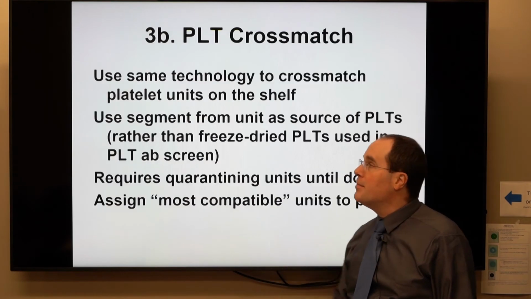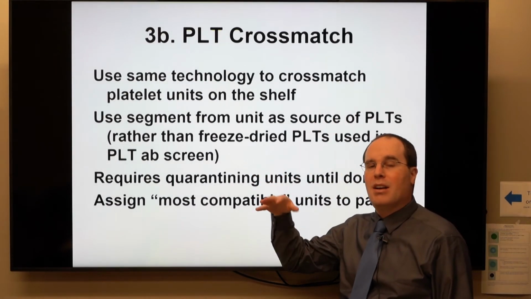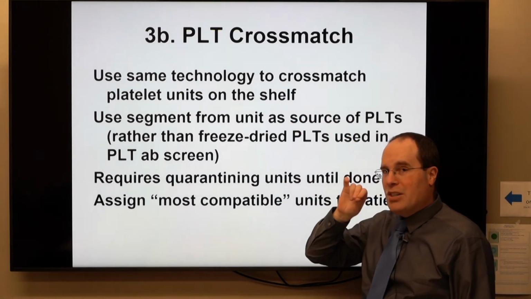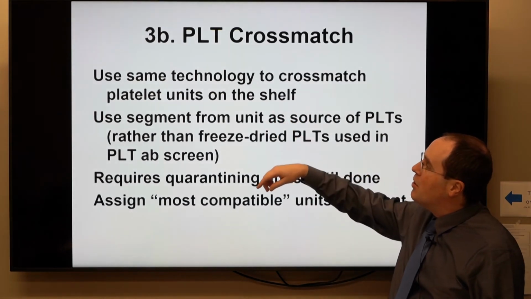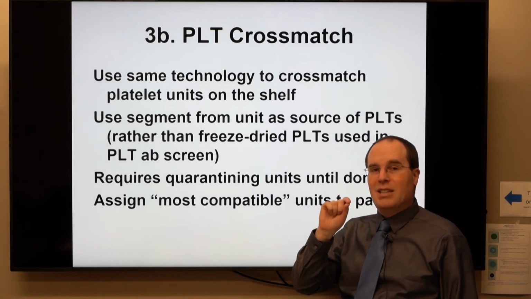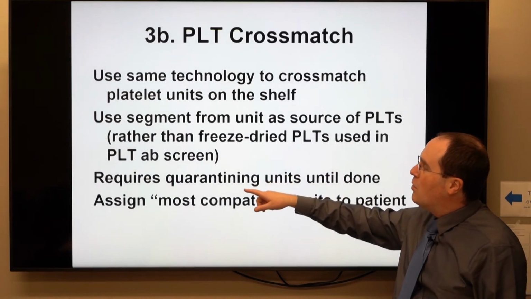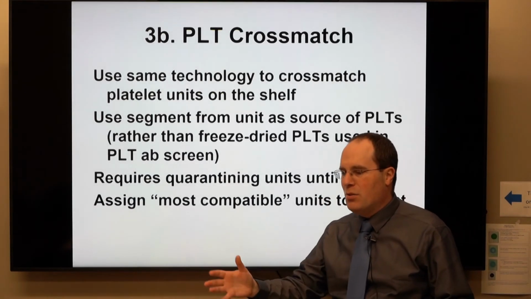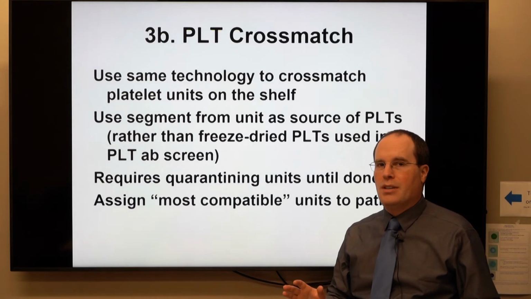And how do we do that? Well, we use the same technology that we saw, something like a Capture-P, like a solid phase, right? But instead of using freeze-dried reagent platelets, we use a small volume of platelets from the shelf. So we usually do something like take the segment, because it has some platelets from each unit as a source of platelets, and then it requires quarantining because, for example, let's say we had 10 units and we wanted to cross-match all 10, and let's say they weren't quarantined, right?